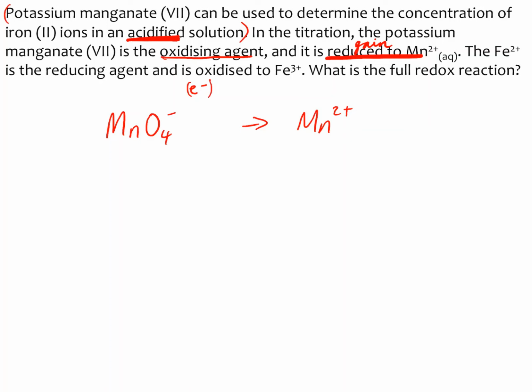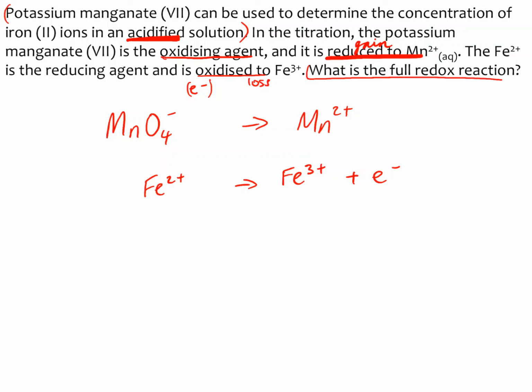The last sentence, the Fe2+, is the reducing agent and is oxidised, so that's a loss, to Fe3+. So we have Fe2+ turning into Fe3+, and it's telling us it's an oxidation. We've got a loss of electrons. That means the electrons have to go on the right hand side to show that the Fe2+ has lost the electron. And because it's going from 2+ to 3+, it's just going to be 1 electron. So that equation is quite nice and easy to balance.